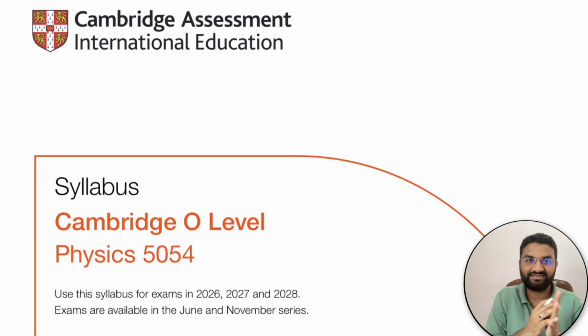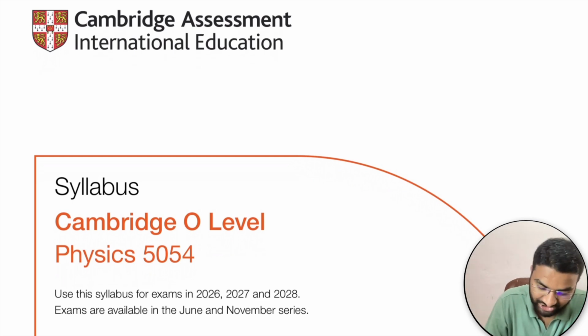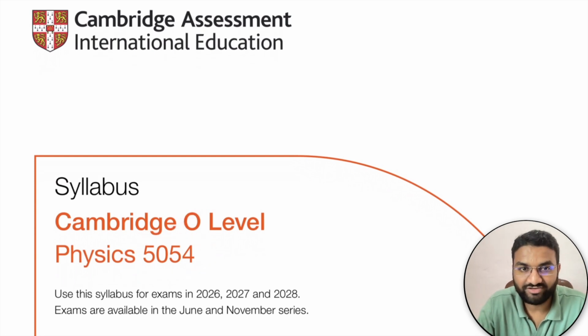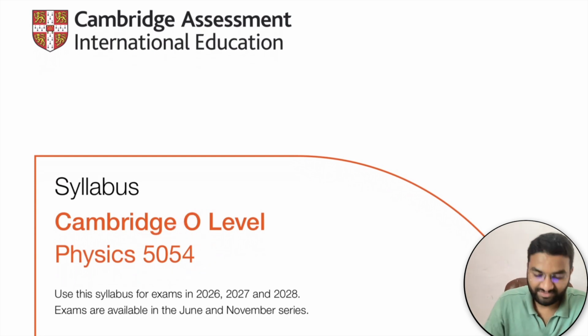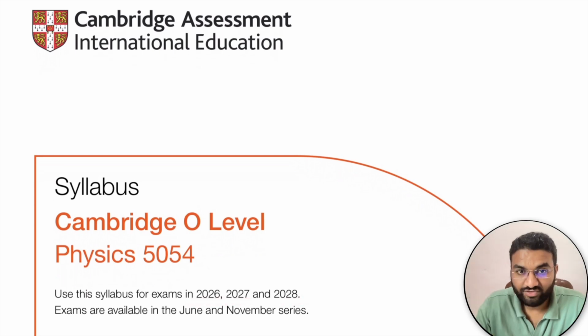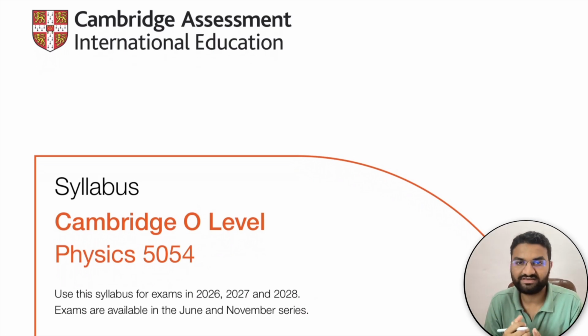Today we have to discuss the syllabus of Cambridge O Level Physics 5054. It's the subject code, fine. And this syllabus is for exams 2026, 27 and 28. All right. If you look at the previous syllabus and this syllabus, there are only a few changes, and we will discuss them at the end.